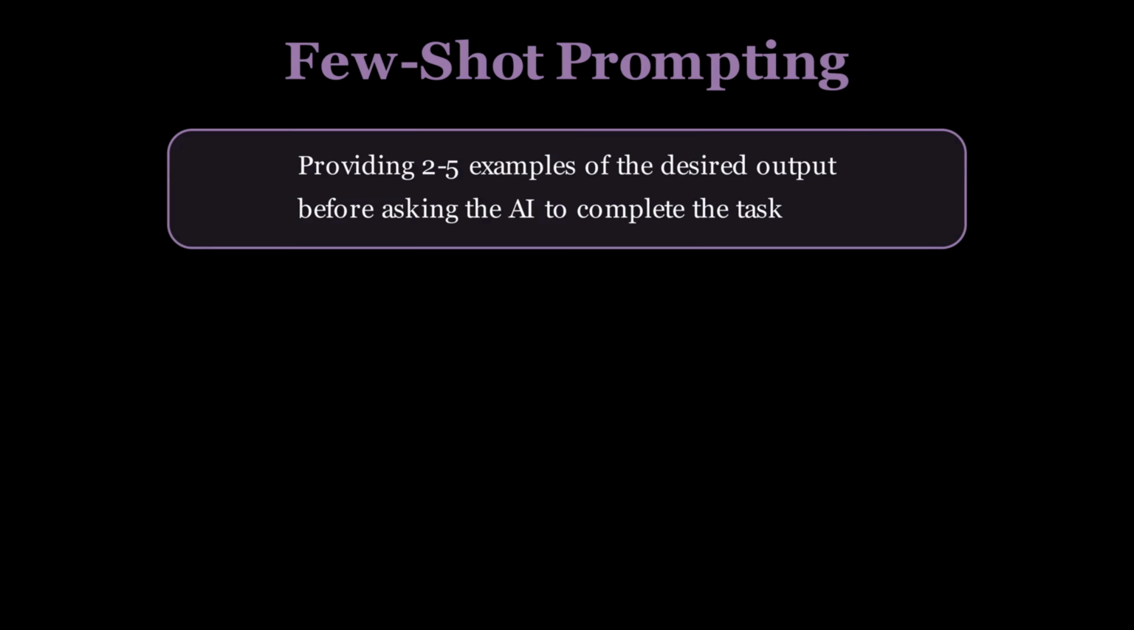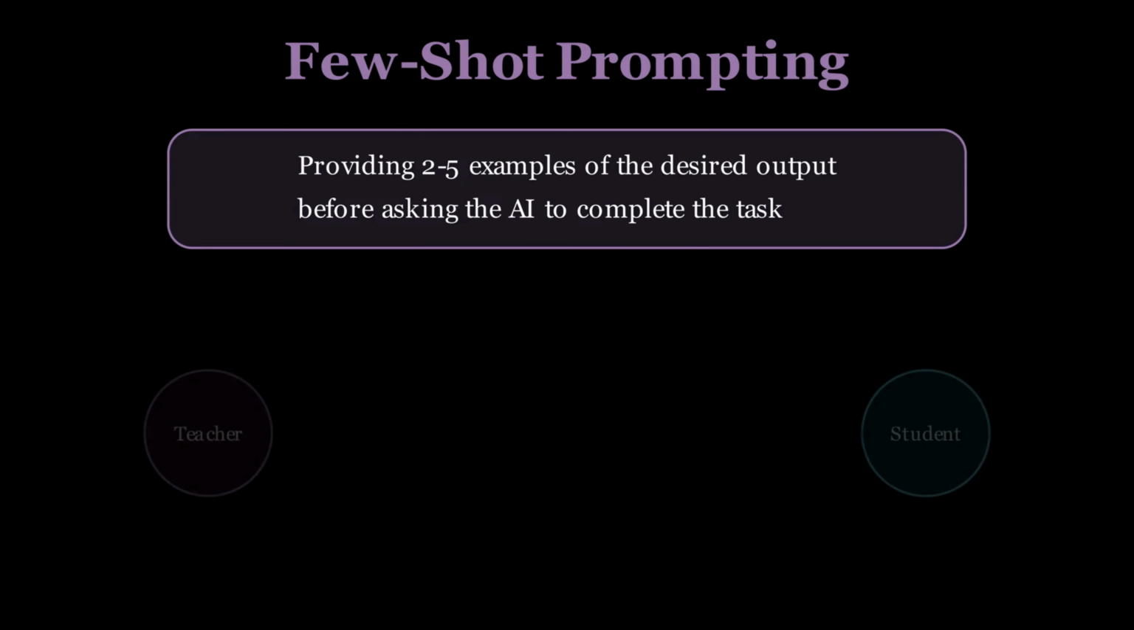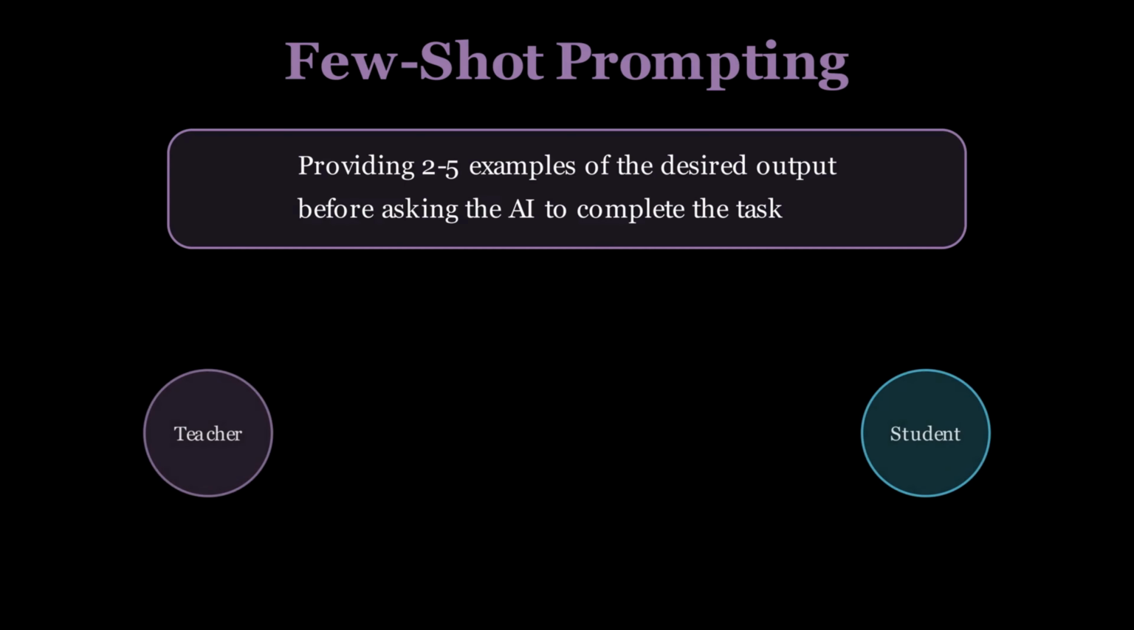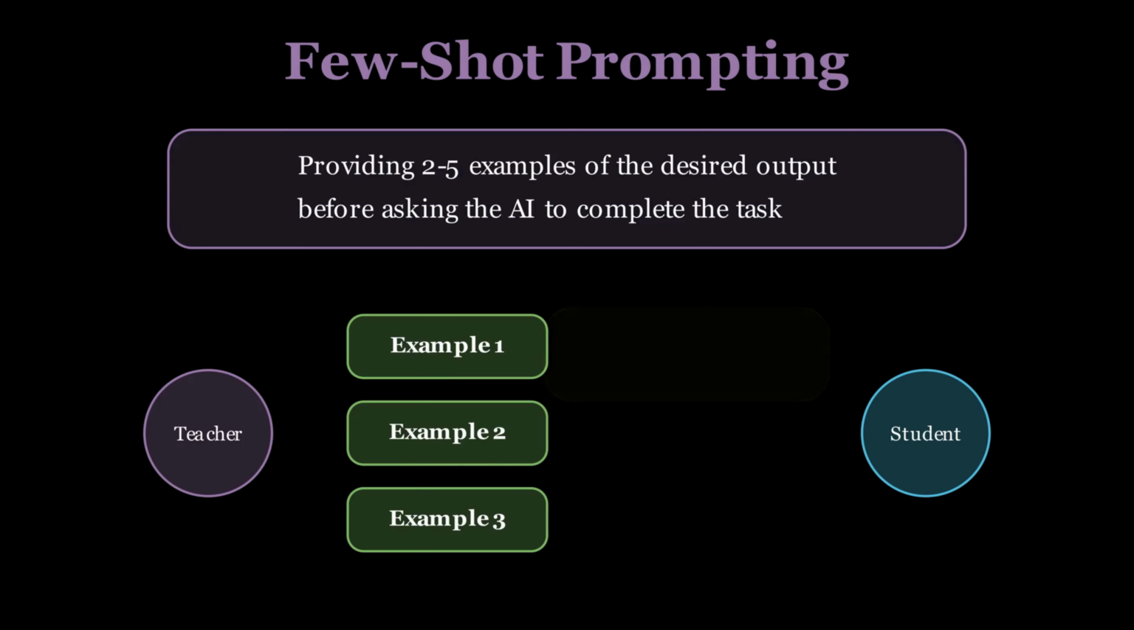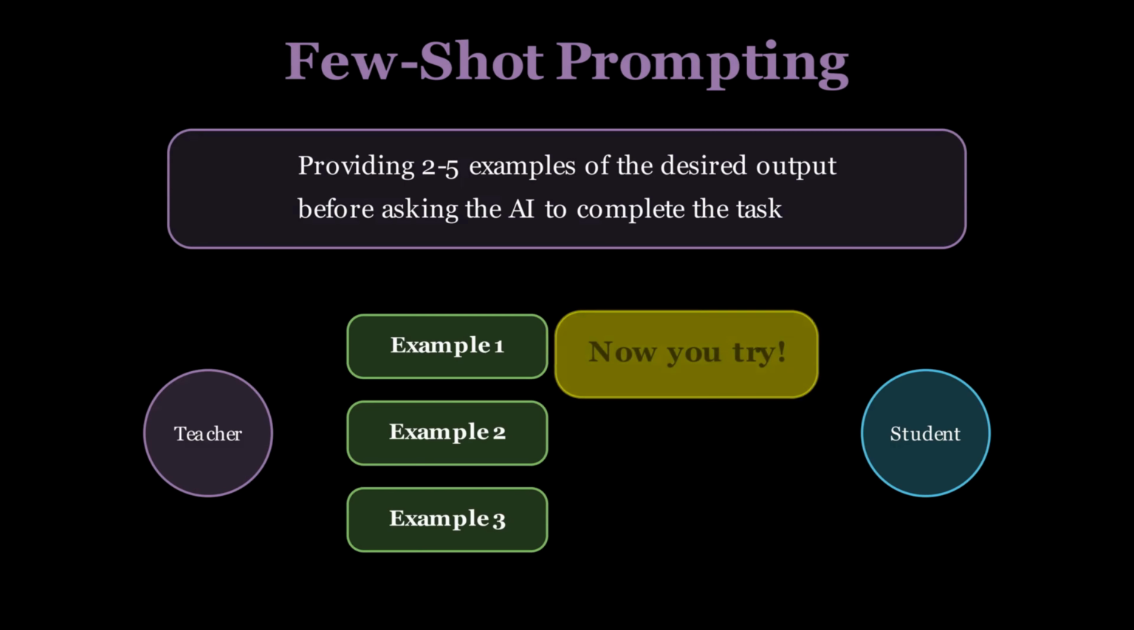Few-shot prompting means providing examples before asking the AI to perform the task. You show it the pattern, then ask it to follow. Think of it like a teacher showing a student how to solve problems before giving them a new one. The teacher shows example 1, example 2, example 3. The student learns the pattern. Then the teacher says, "Now you try." The student applies the pattern to a new problem.